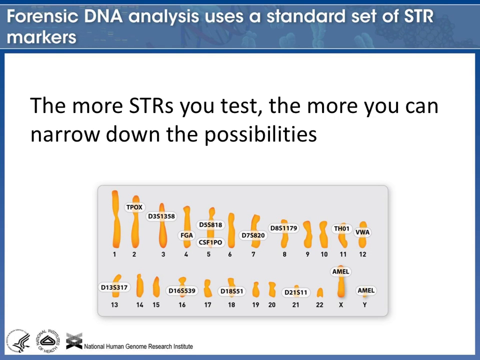So the more STRs that you test, the more you can narrow down the possibilities of who a person is. So, like I said, I think there's 13 that we use, but actually there's more now. So things are changing so that it's a better resolution. But you have a variable region on chromosome 2, a variable region on chromosome 3, on 4, 2 on 5, 7, 8, and then you also have a variable region on the X chromosome and the Y chromosome, which is the sex chromosomes.